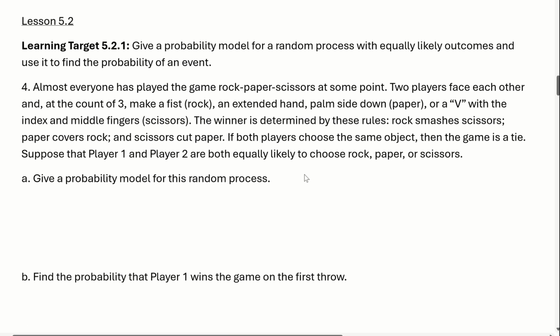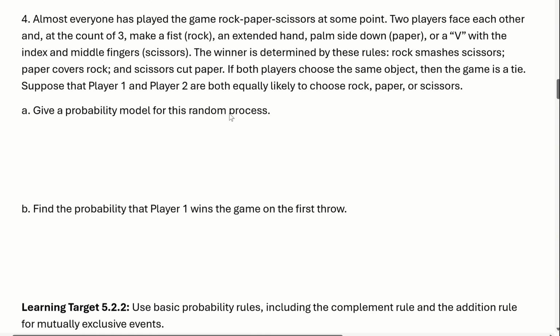All right, so let's look at 5.2. Give a probability model for a random process. Okay, so number 4, almost everyone has played the game rock, paper, scissors at some point. 2 players face each other, and at the count of 3, make a fist or an extended hand. Okay, so rock smashes scissors, paper covers rock, that whole thing. So we want a probability model of this process. So we need our sample space.